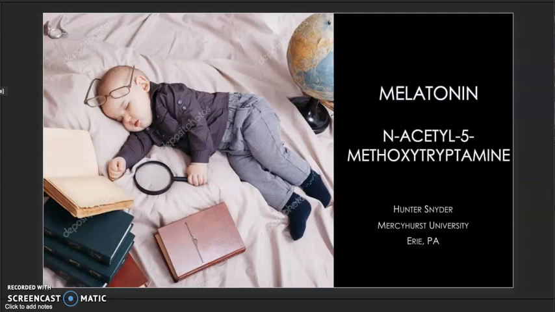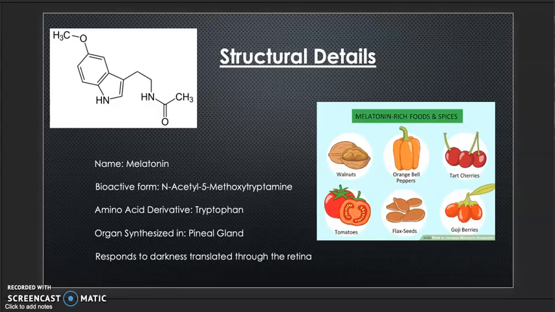My video presentation is on the hormone melatonin. Melatonin is produced by the pineal gland to help with the sleep-wake cycle in our bodies. Moving on to the next slide. This slide goes over a little bit more of the structural details.